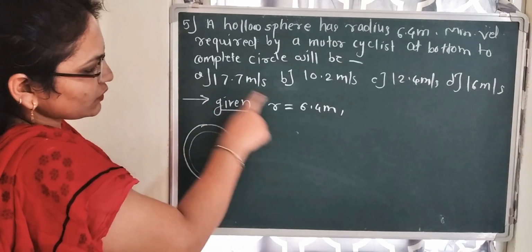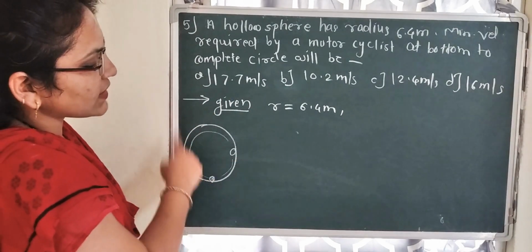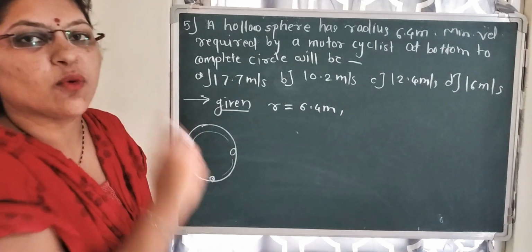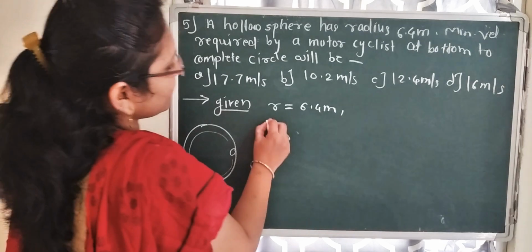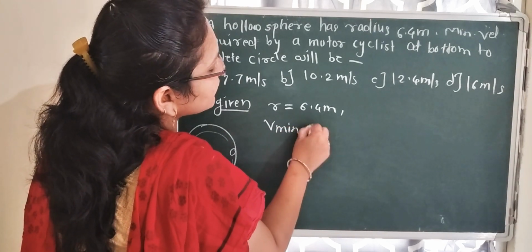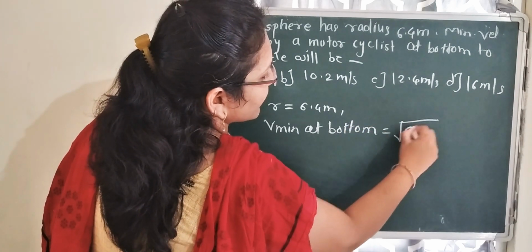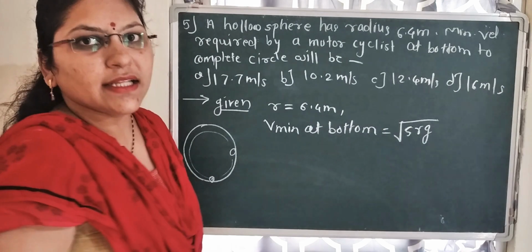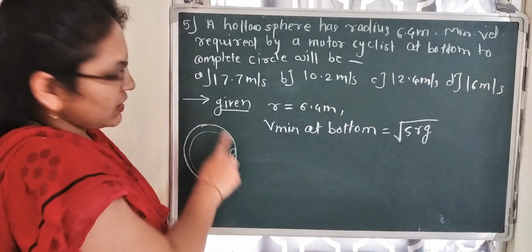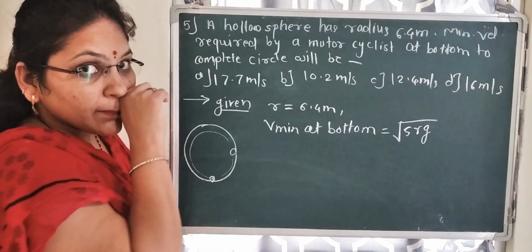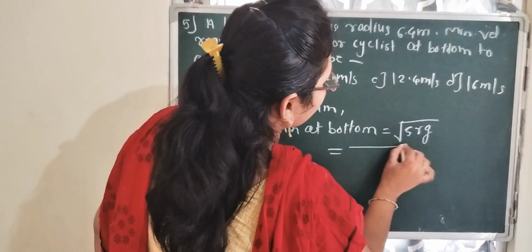This motion is vertical circular motion. The cyclist is revolving in this circle in vertical form. So the motion is vertical circular motion, and we can find the minimum velocity at the bottom by the formula root 5 rg. We know in vertical circular motion the minimum velocity at top is root rg, at midpoint is root 3 rg, and at the bottom point is root 5 rg. So here we use root 5 rg.